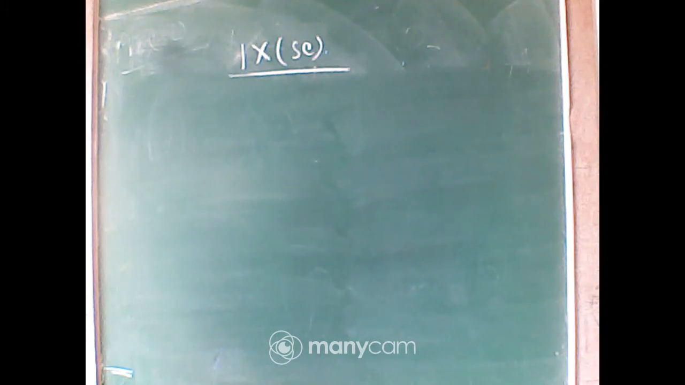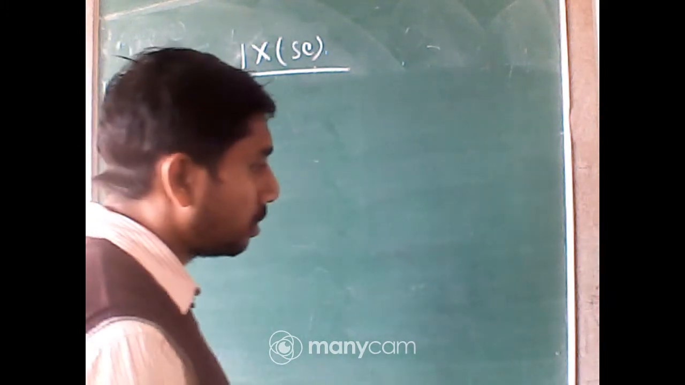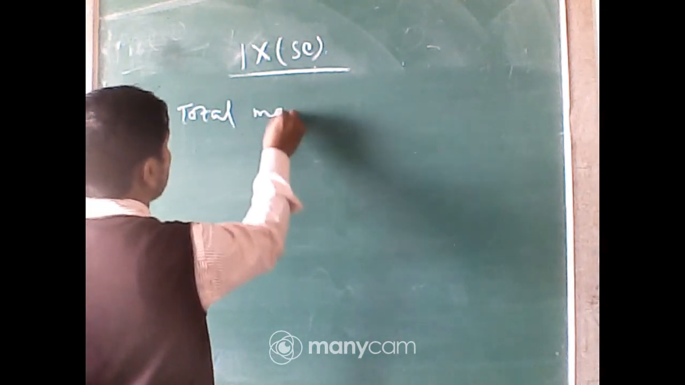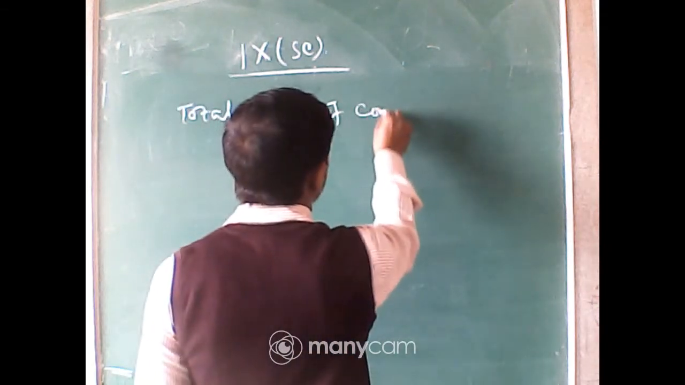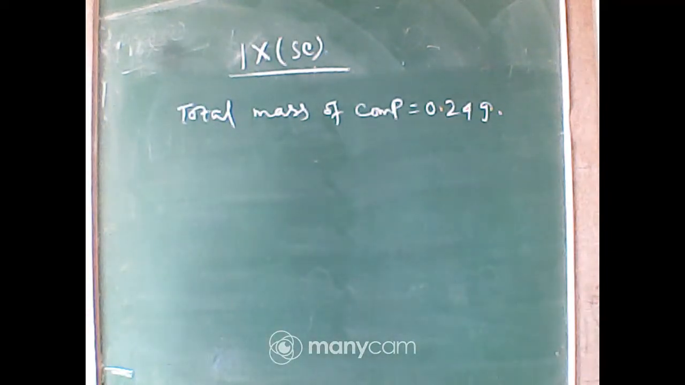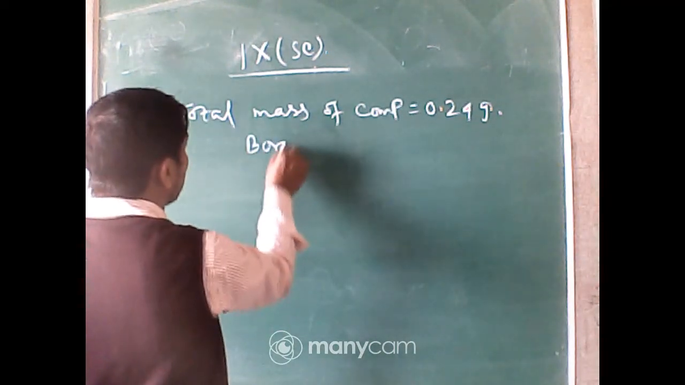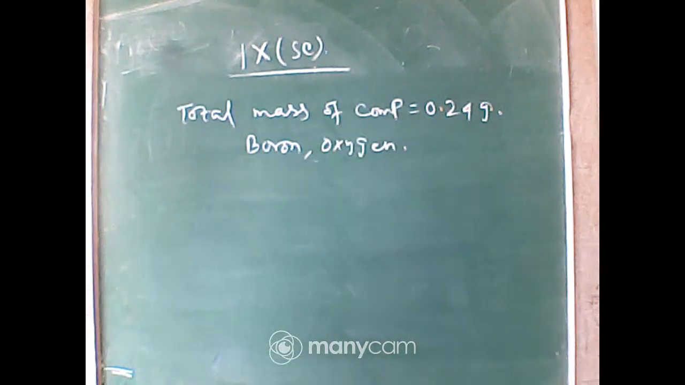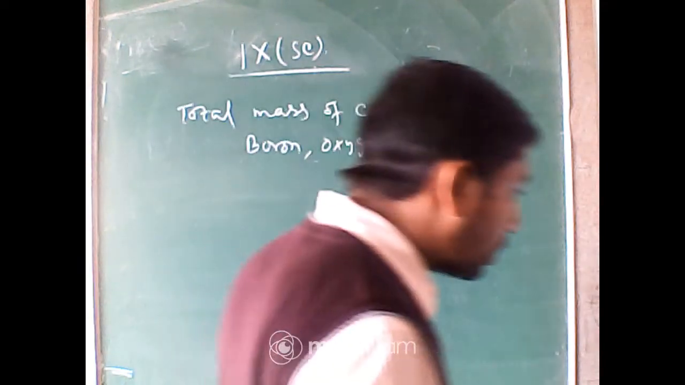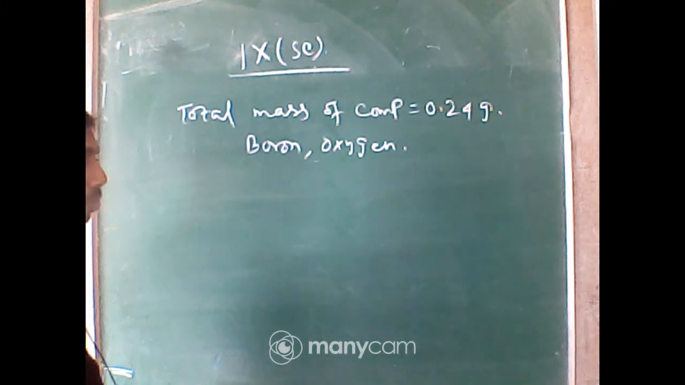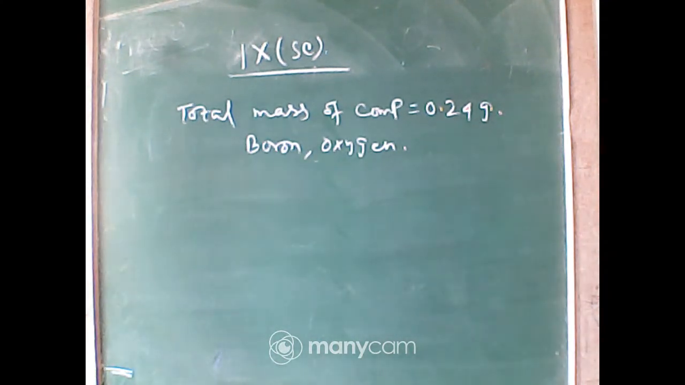So, percentage of boron, no answer from your side. So, the total mass of the compound is equal to 0.24 gram. The constituents are boron and oxygen, and their individual weights are also given. One answer has come, Suhana, 40%. 40% of what? Is it the composition of boron or oxygen? So, you have to mention it differently.